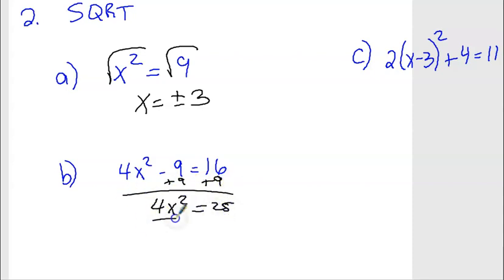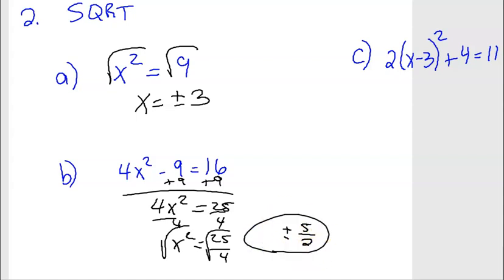Divide by 4. And then once you get down to here is when you square root both sides. So plus or minus, take the square root of the top, the square root of the bottom. And just say it again, these are your zeros, your x-intercepts.